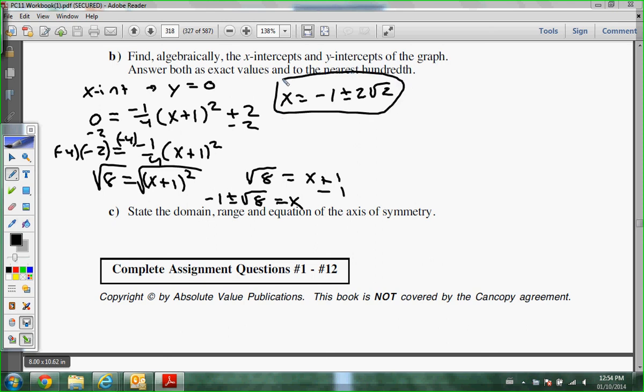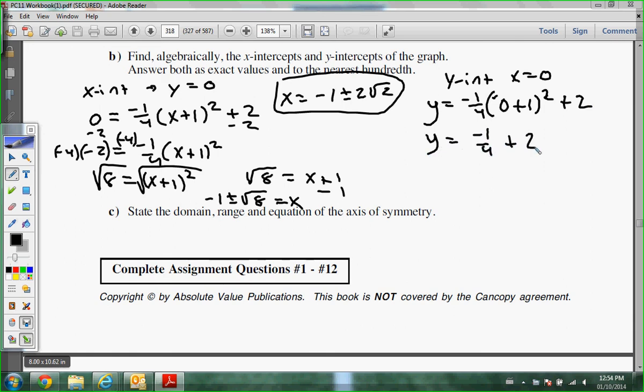And my y-intercept, the easier one, we're going to make x equals 0. So I'm going to go y equals negative 1/4 times (0 plus 1) squared plus 2. We have a little fraction work here to do. 0 plus 1 is 1. 1 times negative 1/4 is just negative 1/4. So that's negative 1/4 plus 2. The way I like to do all these things is I know that 2 is 8/4, because these are equal. 8/4 is 2. And so our answer is 7/4 for the y-intercept.